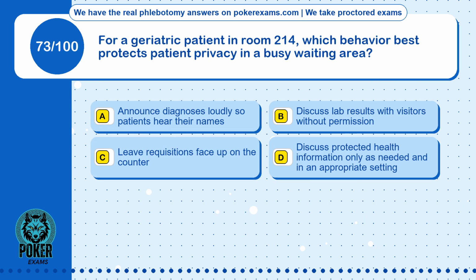Question 73. For a geriatric patient in room 214, which behavior best protects patient privacy in a busy waiting area? Option A, announce diagnoses loudly so patients hear their names. Option B, discuss lab results with visitors without permission. Option C, leave requisitions face up on the counter. Option D, discuss protected health information only as needed and in an appropriate setting.